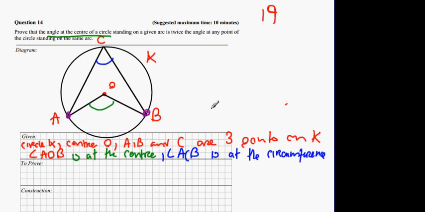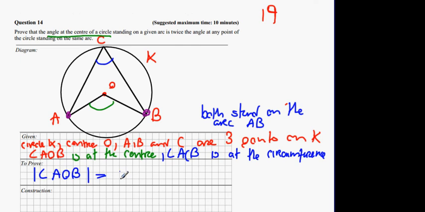Okay? Both stand on the arc AB, I mean. Now, what are you looking to prove? You're looking to prove that the green angle is twice as big as the blue angle. To prove angle AOB equals twice the angle ACB. The two lines means the value, like as in degrees, okay?